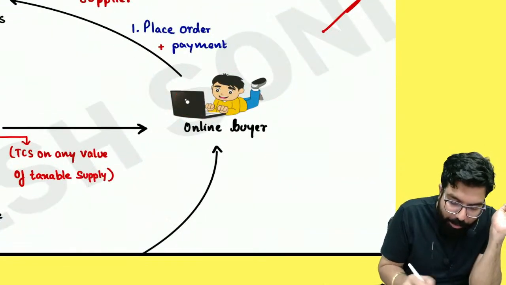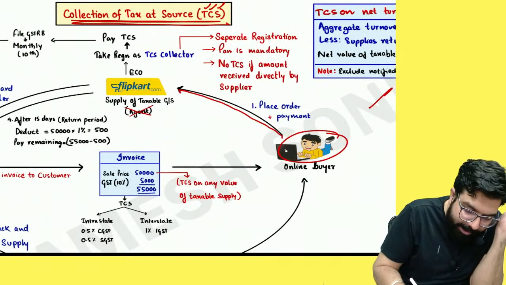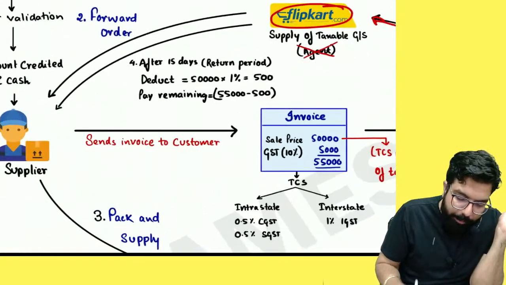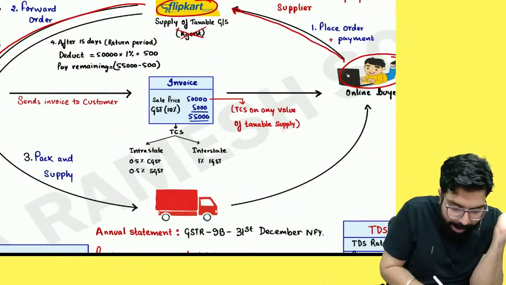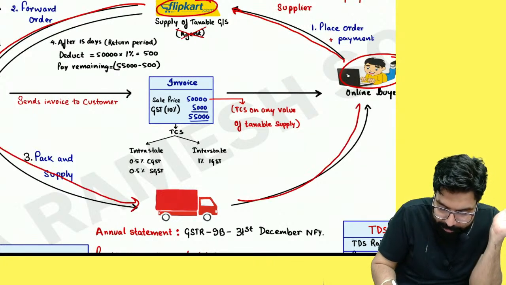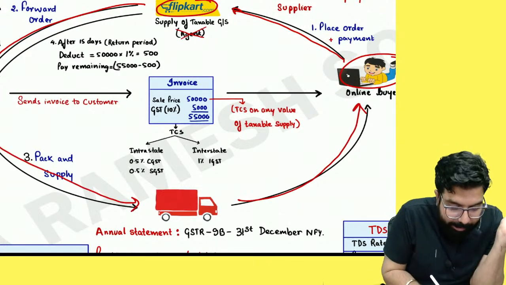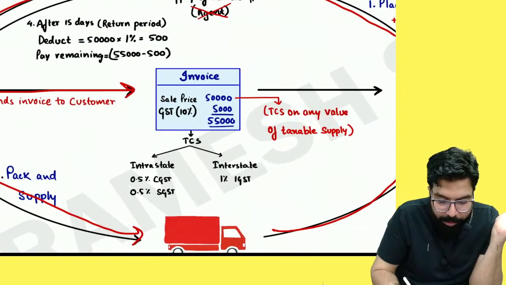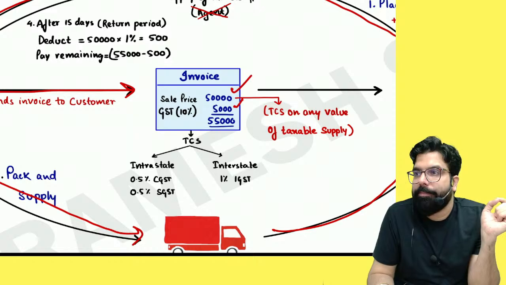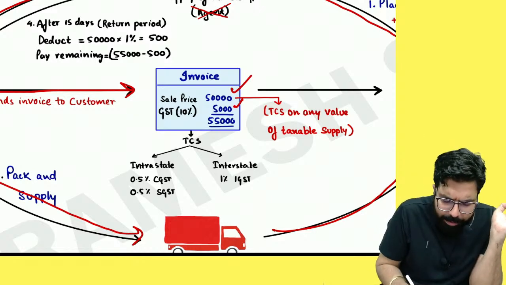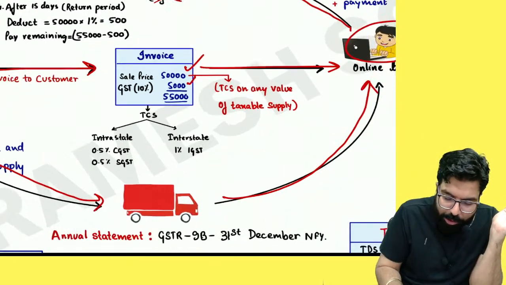For example, this is an online buyer. He went and placed an order on Flipkart. Flipkart says the order came to me. What will I do, everyone? I will pack the goods and send them to the buyer. When I am sending the goods, I will also send an invoice. 50,000 ka, for example, goods are there. GST is how much? 10%. I will send the goods to him along with the bill.